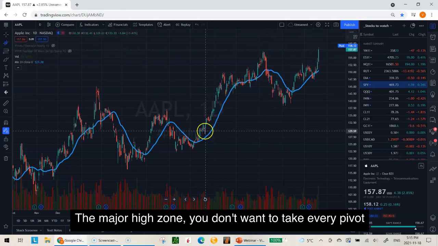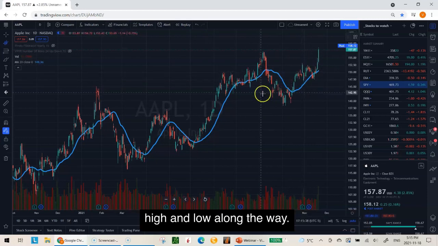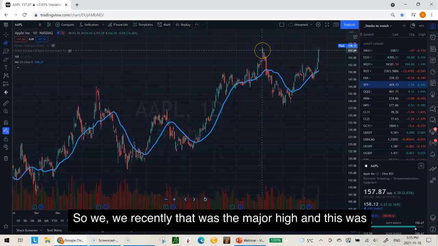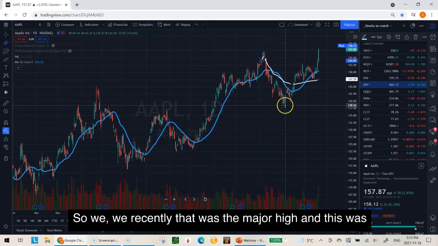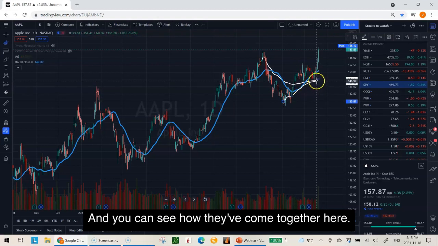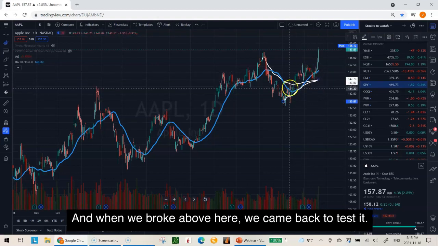And the way you want to use it is you want to take that tool and just take the main highs and lows, the major highs. You don't want to take every pivot high and low along the way. You just want to take the major ones. So recently, that was the major high and this was the major low, right? And you can see how they've come together here. And when we broke above here, we came back to test it.